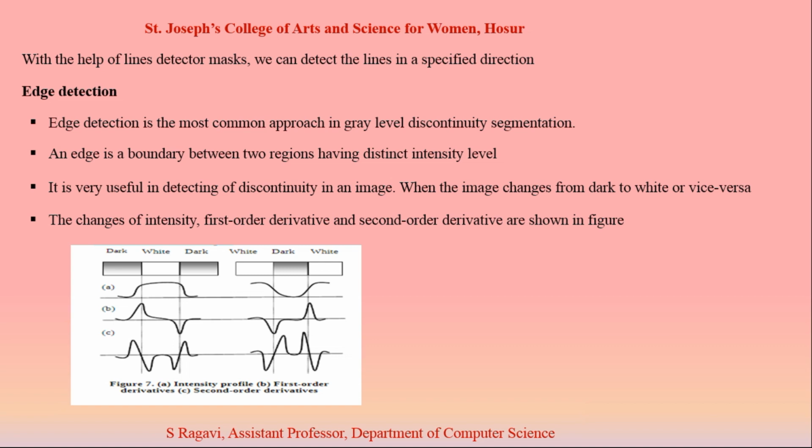Next, with the help of the line detector mask, we can detect the lines in a specified direction. Next comes the edge detection. Edge detection is the most common approach in the gray level discontinuity segmentation. An edge is the boundary between two regions having distinct intensity level. It is very useful in detecting a discontinuity in an image when the image changes from dark to white and vice versa. The changes of intensity are represented by the first order and second order derivative, as shown in the image given below. That is how the intensity varies from dark to white and from white to dark.